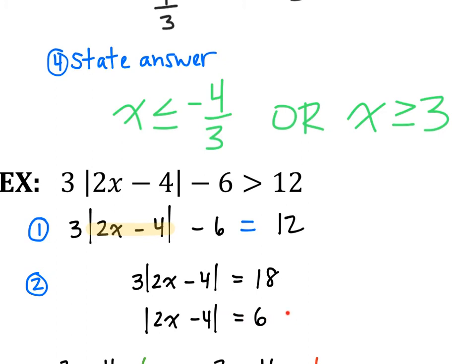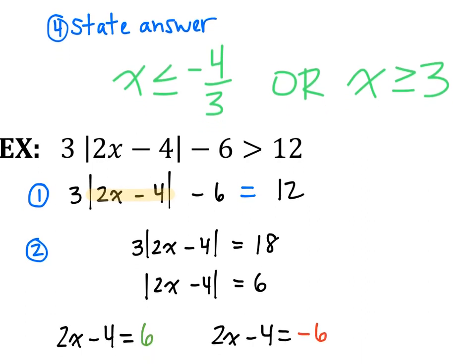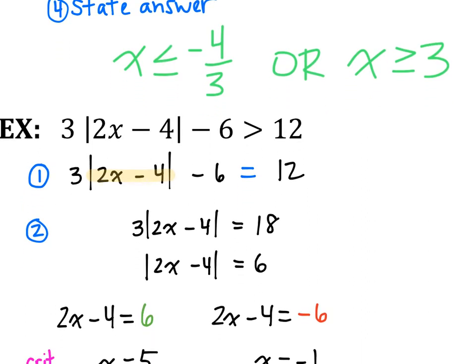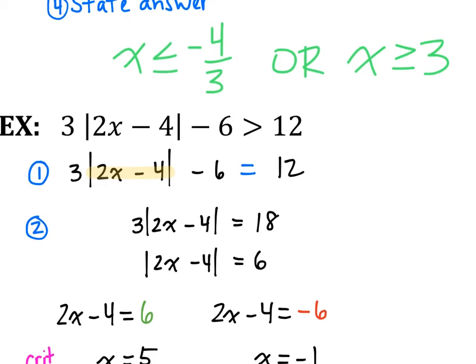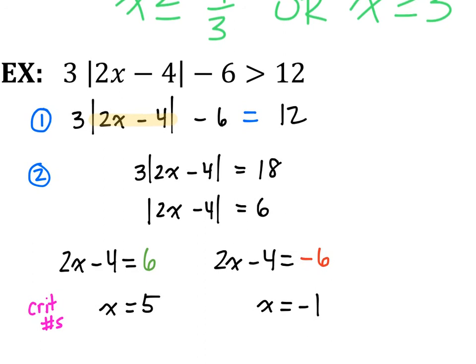Now that we're isolated, we can set up our two equations, and those two equations are 2x minus 4 equals 6 and 2x minus 4 equals negative 6. So we can solve these two equations to get our critical numbers. If we solve these, we get x equals 5 and x equals negative 1 as our critical numbers.